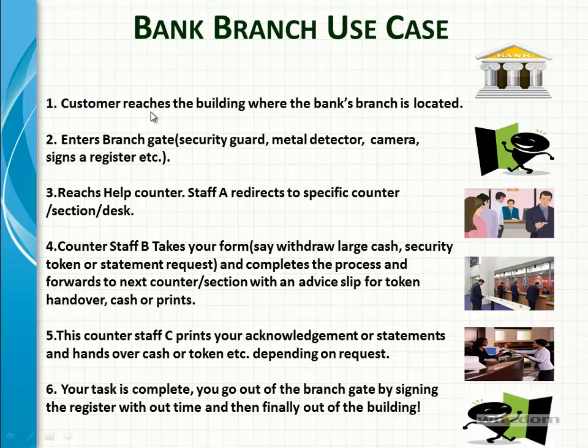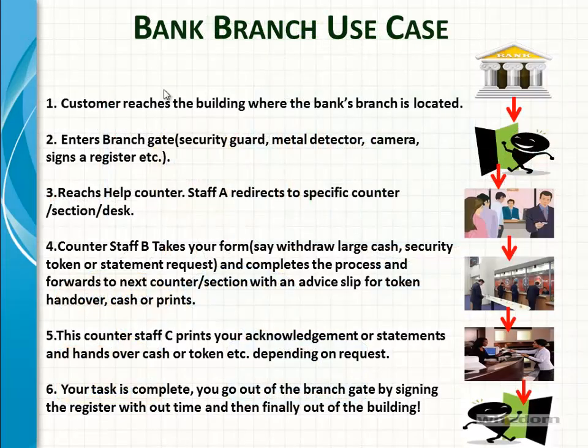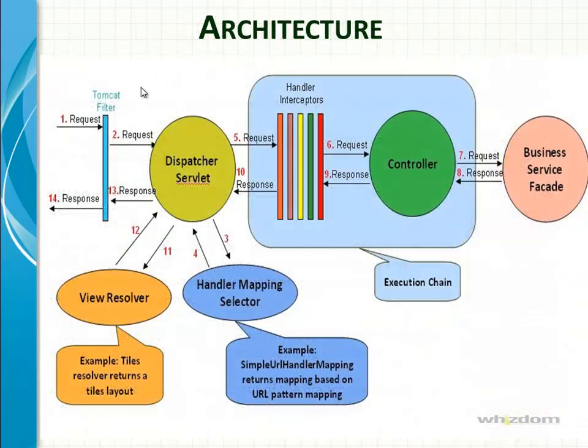Now this is exactly what Spring MVC is. Let me explain how. This is how the architecture looks. This is theoretically the same thing that we are doing in the branch use case. In the branch use case, this Tomcat is your building. So you, as a customer, come in, you get inside the building, and then you reach the dispatcher servlet. Dispatcher is a front controller servlet, a single entry point to the whole application. Like in your office you have a turnstile, or a single security gate where you show your ID card or RFID and swipe it and then you enter.